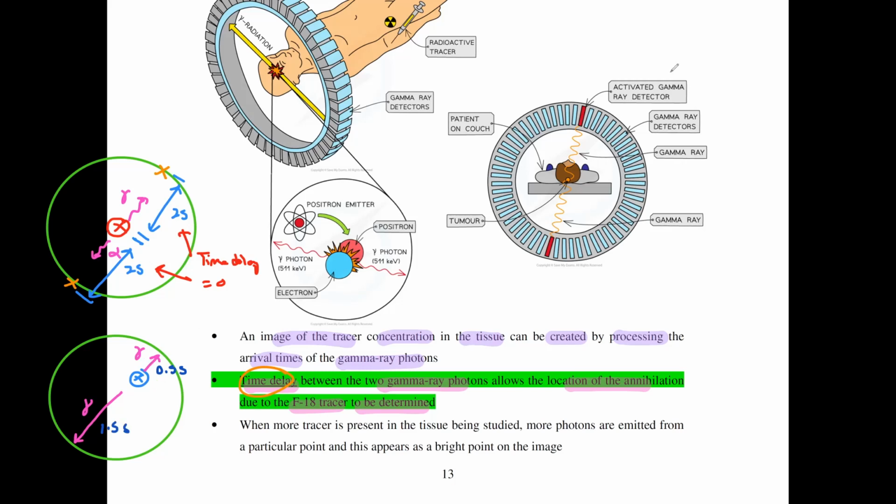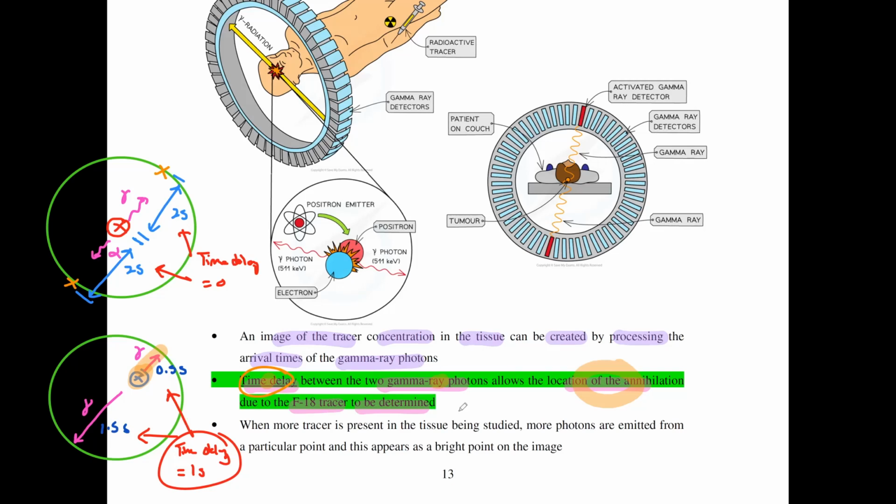So right now, you can see that there's actually a time delay. The difference between the timing is actually 1 second. All right. So based on this time delay here, it allows your detector to determine where the annihilation occurs. In the case that you have a time delay of 1 second, it will actually tell you that your annihilation occurs more towards this side of your ring. Okay. That's how they actually make use of the time delay between your gamma ray photons arriving and your detector to determine the location of annihilation. Okay. That's how they actually use the tracer to produce your image.